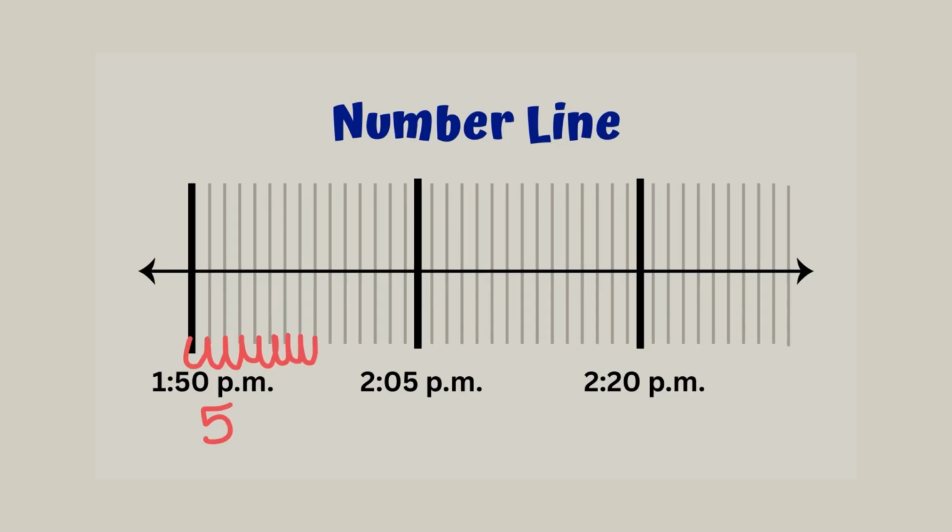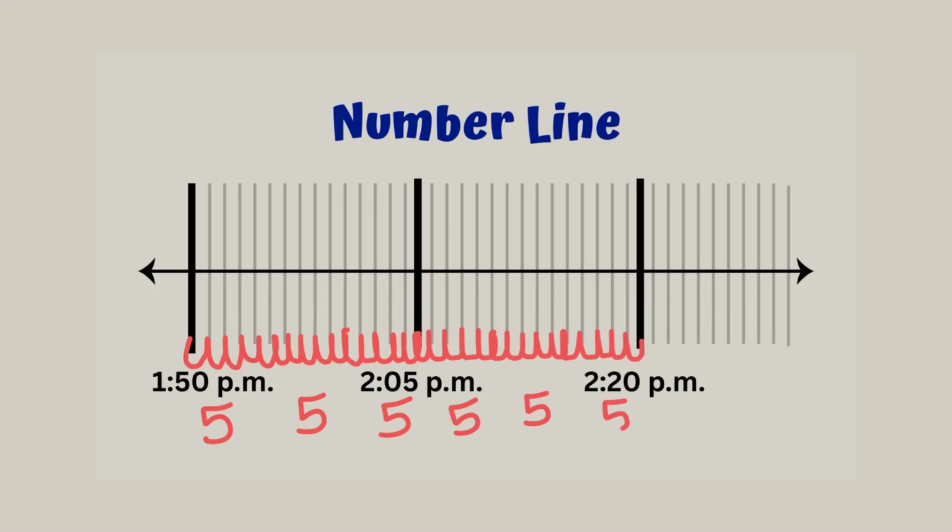56, 57, 58, 59, 2 o'clock, another 5 minutes. 2:01, 2, 3, 4, 5, another 5 minutes. 2:06, 2:07, 2:08, 2:09, 2:10, another 5 minutes. 2:11 through 2:12, 2:13, 2:14, 2:15, 5 minutes. 2:16, 2:17, 2:18, 2:19, 2:20, 5 minutes.